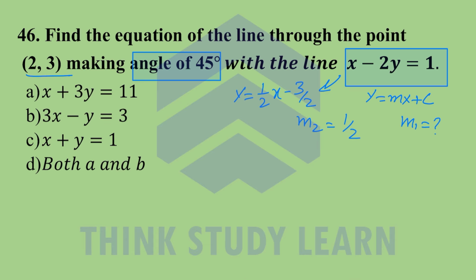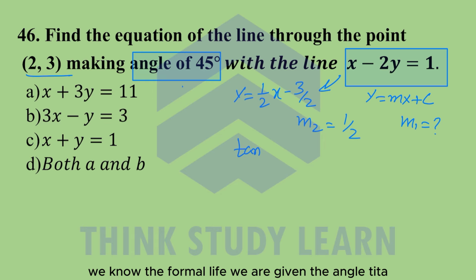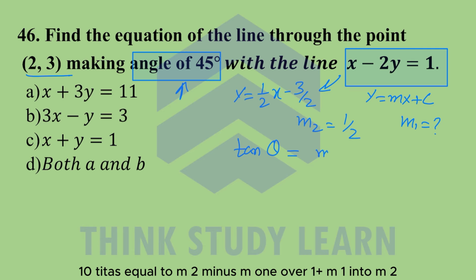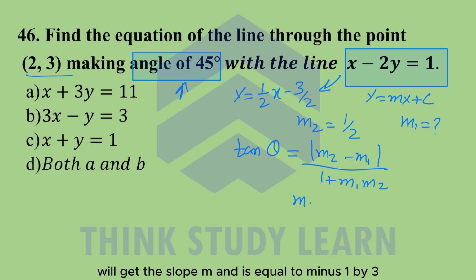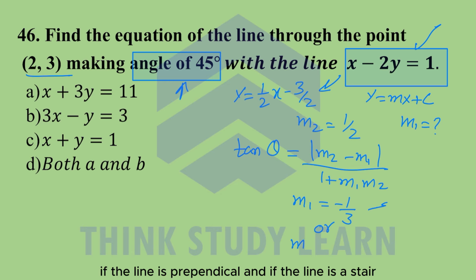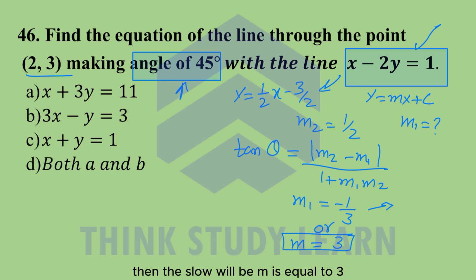M1 is equal to... we know the formula if we are given the angle theta and the slope of the second line: tan theta is equal to (m2 minus m1) over (1 plus m1 times m2). When we put the values, we get the slope m1 is equal to minus 1 by 3, because we don't know whether the line is perpendicular or straight with this equation. So we'll get two slopes. m1 is equal to minus 1 by 3 if the line is perpendicular, and if the line is straight, then the slope will be m is equal to 3.